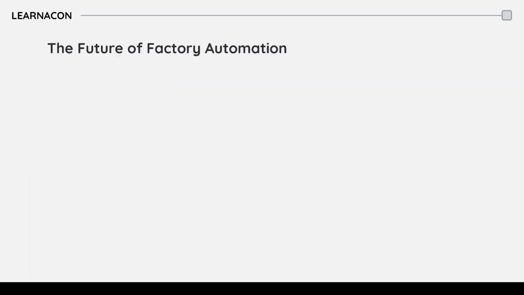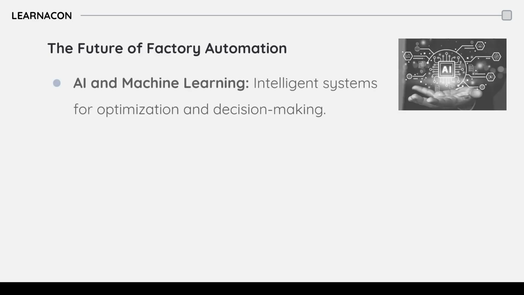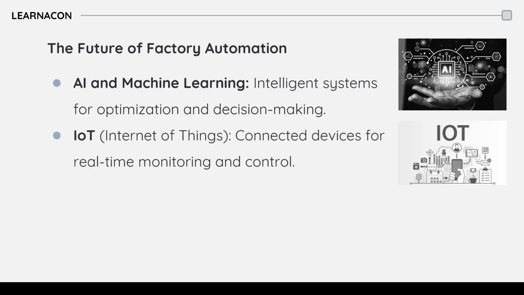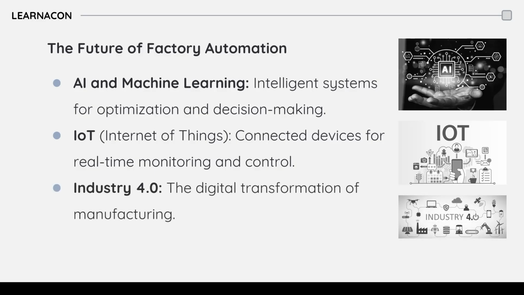The future of factory automation is exciting. With advancements in artificial intelligence and machine learning, we will see intelligent systems optimizing processes and making decisions. The Internet of Things will connect devices, enabling real-time monitoring and control. And Industry 4.0, the digital transformation of manufacturing, will revolutionize the way we produce goods.